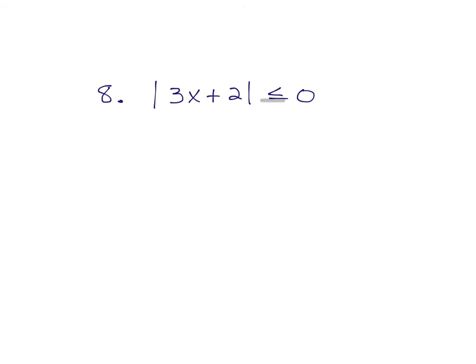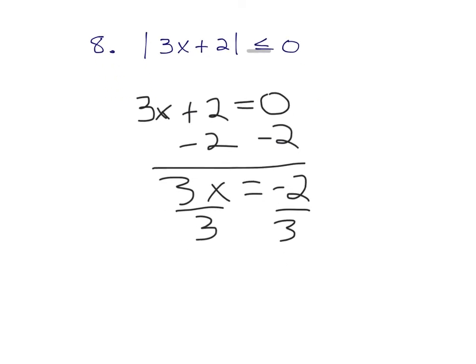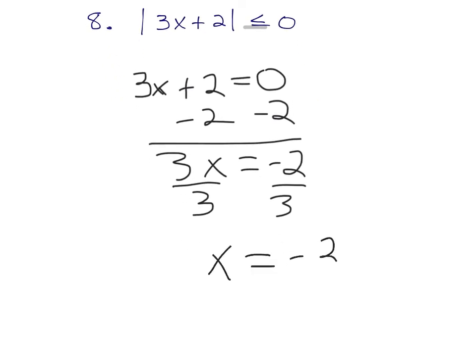So what I'm going to do is set 3x plus 2 equals 0 and solve. Because this is going to be the only answer that works. There aren't any numbers that are less than 0 that work. So 3x equals negative 2. Divide by 3. And x equals negative 2/3. Yes. And there's no way to put that into interval notation. Correct. Yep, no interval notation on this one.